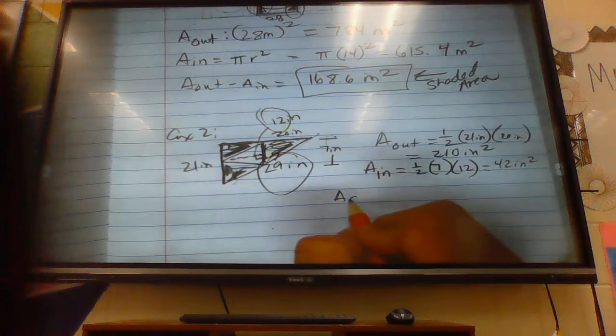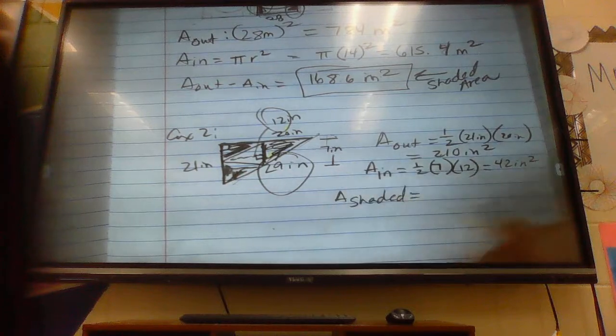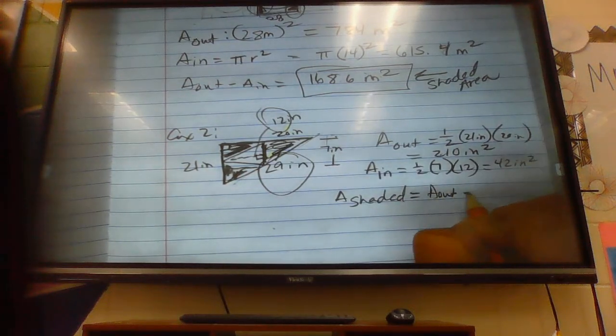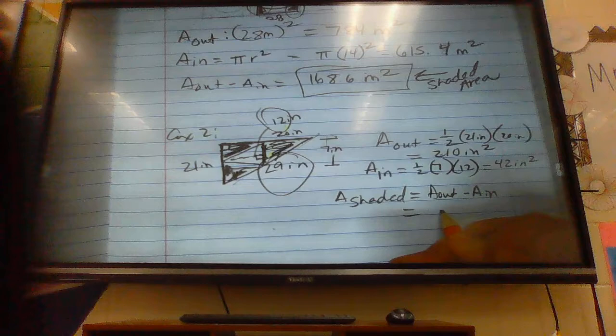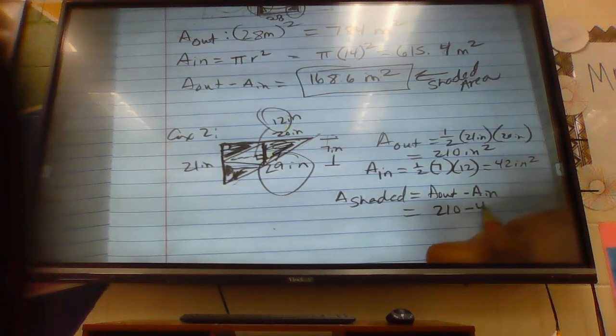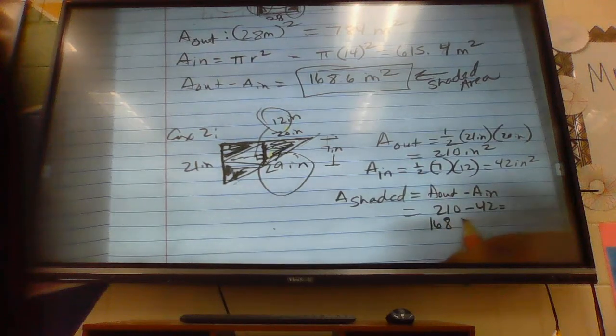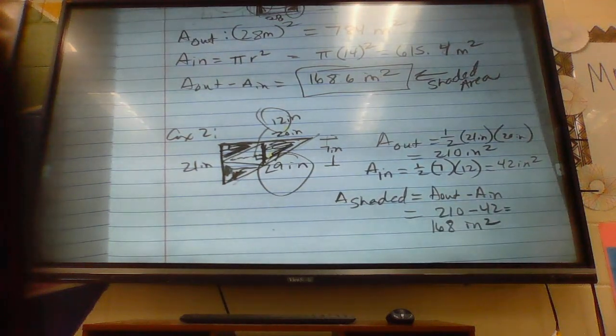So in order to get the area shaded, I've got to do area out minus area in. So 210 minus 42 is 168 inches squared. Hi, Miss Thomas. Okay, so that's two examples for area shaded. You have to find the outside area and then the inside area and subtract the two.